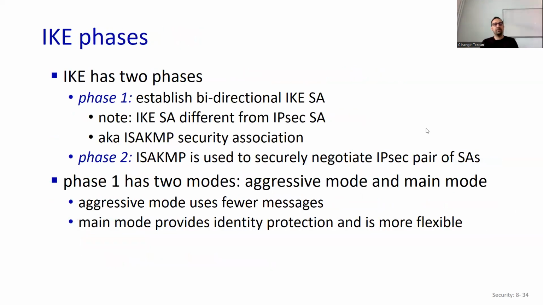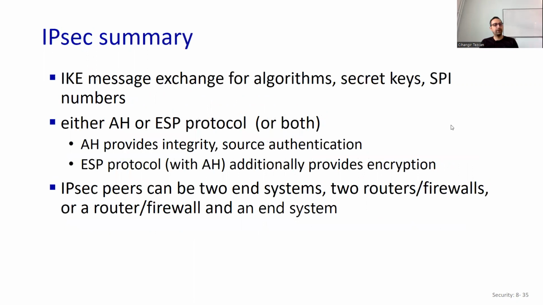Okay. IKE has two phases. Phase 1 establishes a bidirectional IKE SA. So this is different from an IPsec SA. In phase 2, this security association is used to securely negotiate a pair of IPsec SAs. Phase 1 has two modes, aggressive mode and main mode. Aggressive mode uses fewer messages. Main mode provides identity protection and is more flexible. IKE messages exchange algorithms, secret keys, and SPI numbers. So this is the summary.